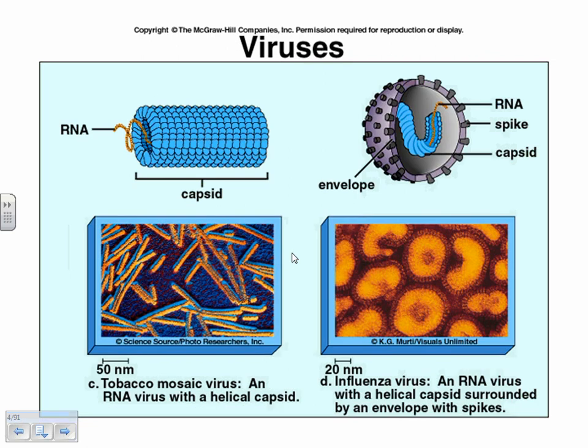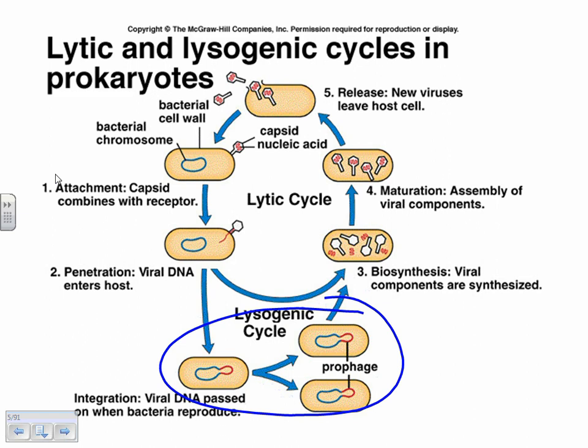Here's another virus. It's called tobacco mosaic virus. Do plants get viruses too? Yep, it's a plant virus. It affects the tobacco plant. Here's the influenza virus, the flu virus. Notice it's an RNA virus. We'll talk about the significance of that in a minute. Let's go ahead and look at this picture right here.